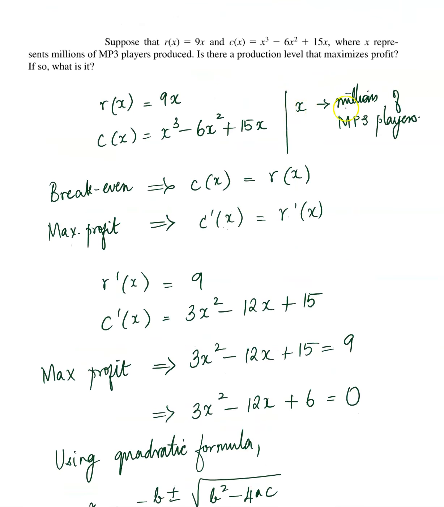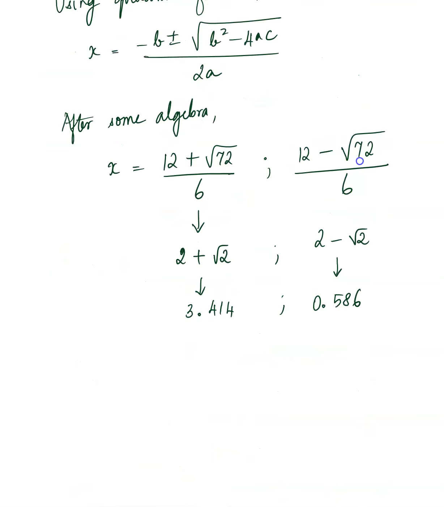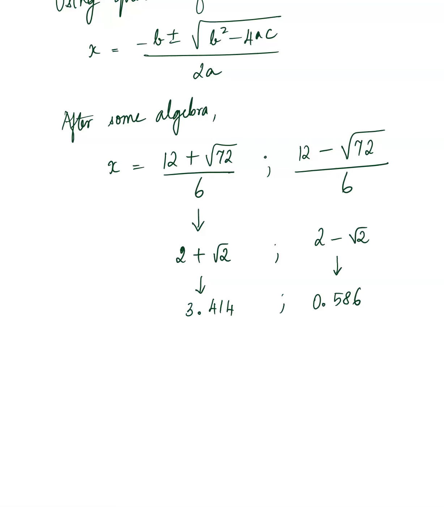These are your x's, but come back here. x represents millions of MP3 players. So if it looks like really small numbers, it's because it's in millions. Okay. All right. Because we set our derivative to 0, and of course used the quadratic formula for this, these are the critical points.